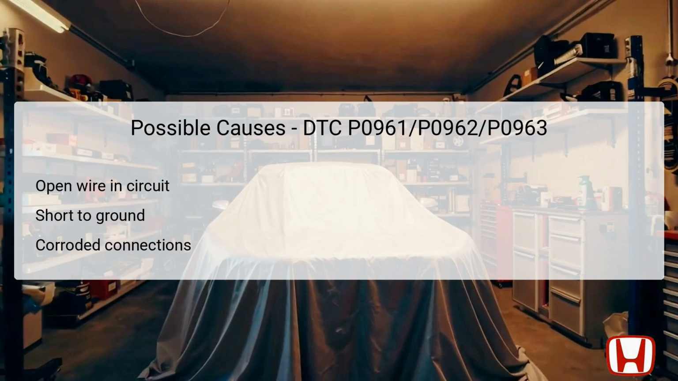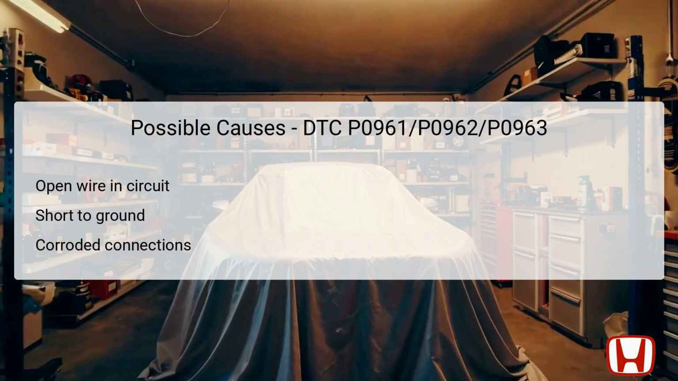The potential causes for error codes P0961, P0962, and P0963 typically revolve around electrical issues in the circuit connected to the AT clutch pressure control solenoid valve A. An open wire in the circuit can result in a lack of signal to the TCM, thus triggering a performance error or abnormal voltage input signals. Similarly, a short circuit to ground can cause incorrect voltage readings that lead to low or high input errors.